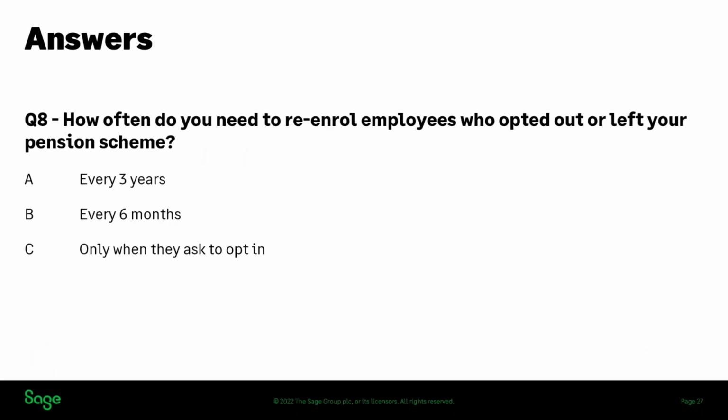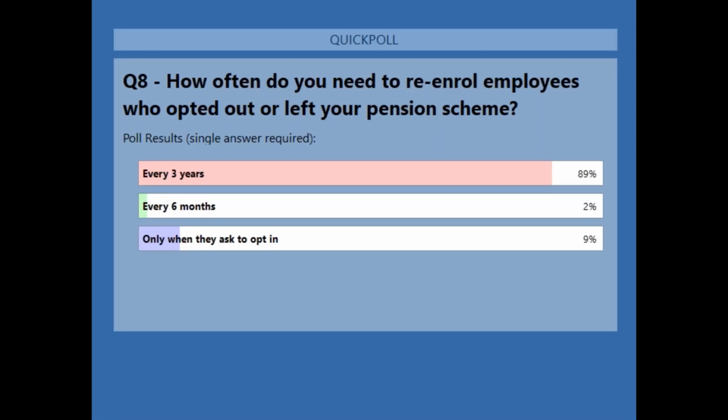Thank you again, Duncan. Okay, so we are on the final question of round 2 to reveal. First and foremost, let's reveal the results. I'll have a look at what was answered. A big majority on this one. We've got 89% saying every 3 years. This is about how often you need to re-enroll employees who opted out or left your pension scheme. With that big majority, it is time to find out if the majority of you are correct. So over to you, Duncan.